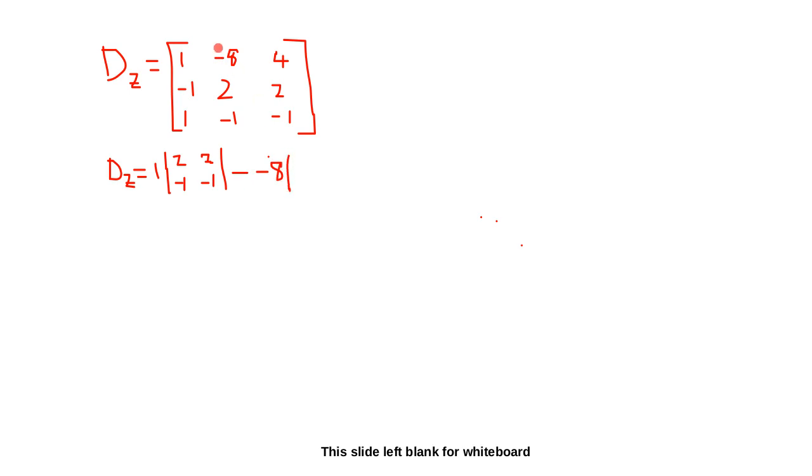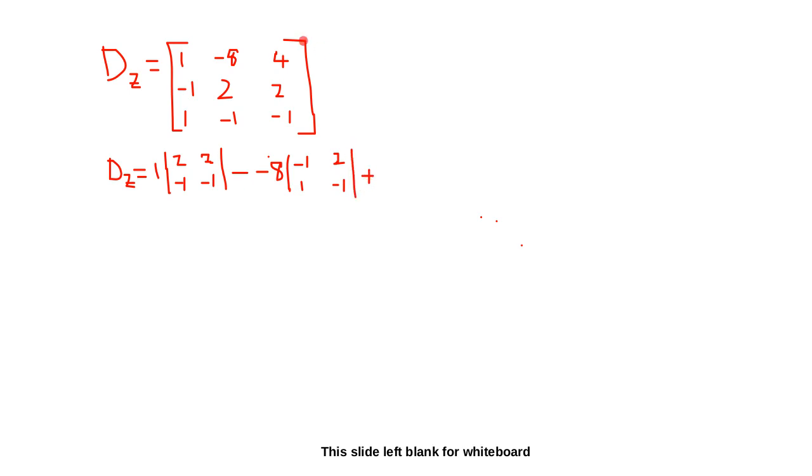So 8 is appearing in first row, second column. So we delete them. First row, second column. So we'll have -1, 2, 2, 1, -1.